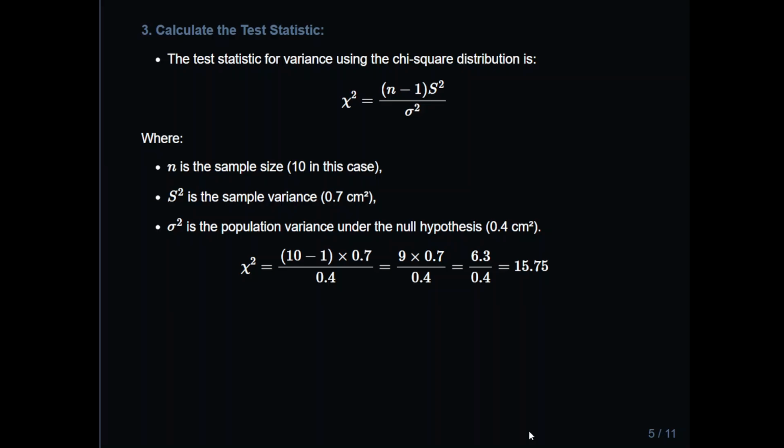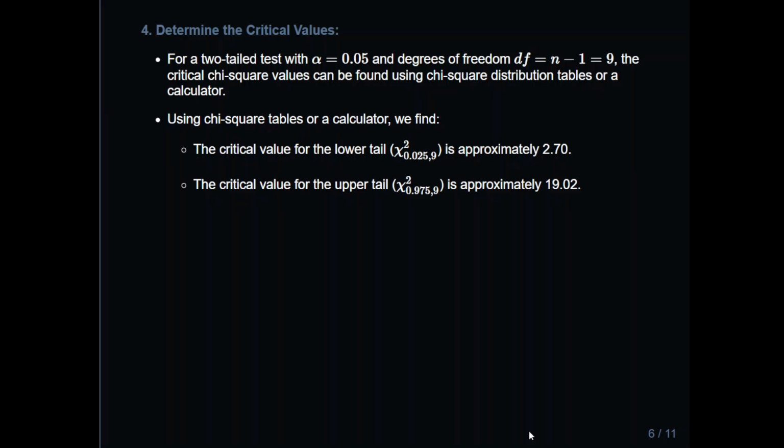So our test statistic is as follows. Chi-squared equals 10 minus 1 times 0.7 divided by 0.4. So 9 times 0.7 divided by 0.4 gives us 6.3 divided by 0.4, which is 15.75. So for a two-tailed test with alpha equals 0.05 and degrees of freedom n minus 1, which is 9, the critical chi-squared values can be found using a chi-squared distribution or a calculator.